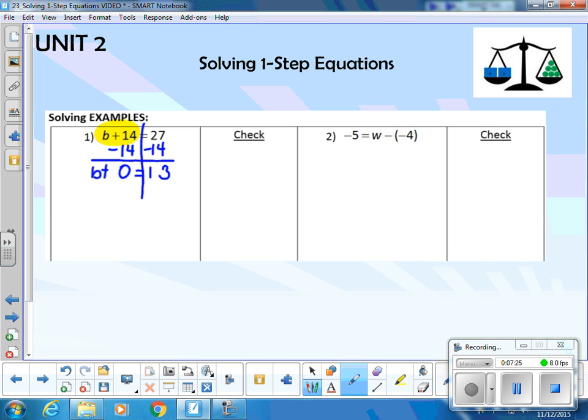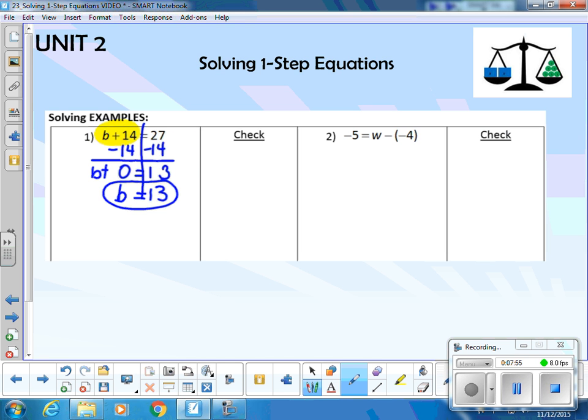Well, anything plus 0 is just itself. That's our identity of addition, or additive identity property. So I know that b is equal to 13. The nice thing about equations is they have a built-in check system. If you remember when we learned order of operations, we also learned to substitute values in for the letters.